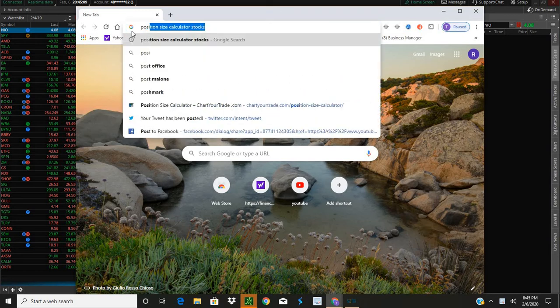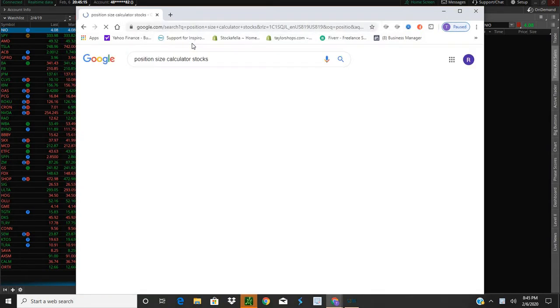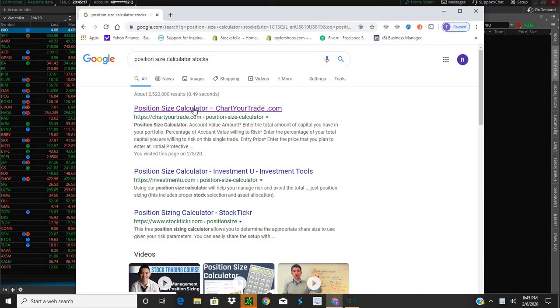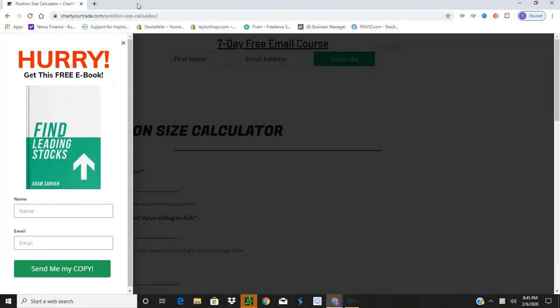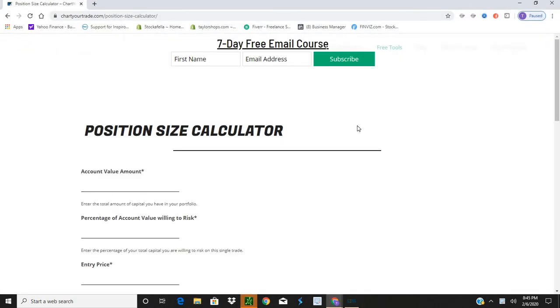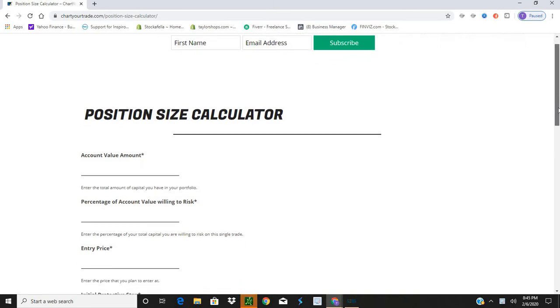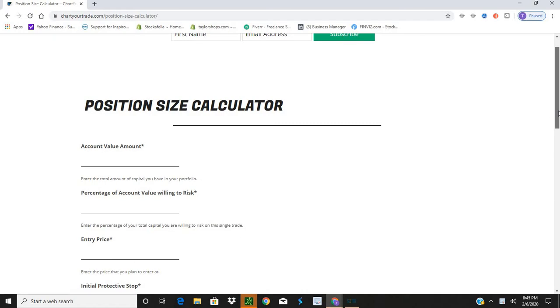Some people probably use it, but for the people who don't, it's a position size calculator. You could just Google it and use any one, really. Here's one at chartyourtrade.com. No affiliations, you guys. Get rid of this pop-up. There are apps for this too, so you can get it on the phone. Just Google it, or go to the Play Store.